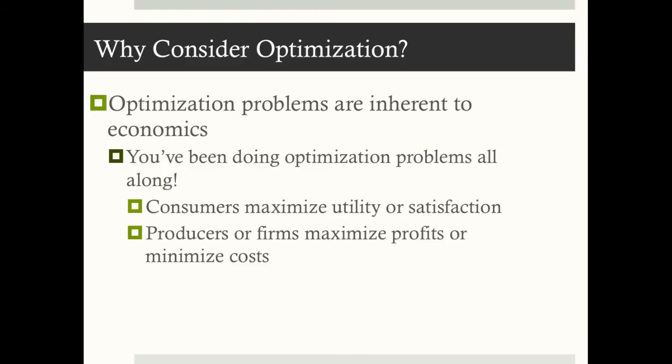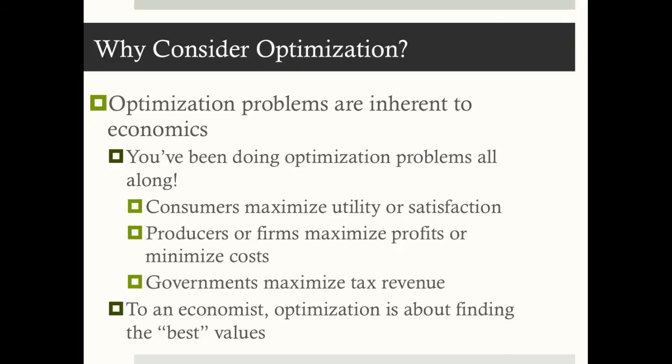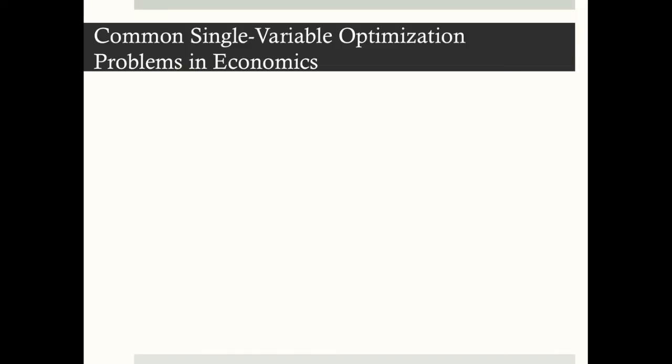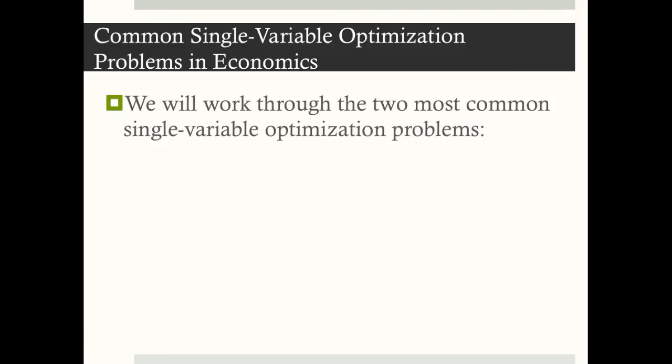Most common you see in 106 is producers or firms maximizing profits or minimizing costs. And in some instances, we look at problems involving governments trying to maximize tax revenue. And to an economist, optimization is all about finding the best value of something. So we'll work through the two most common single variable optimization problems, profit maximization and cost minimization.